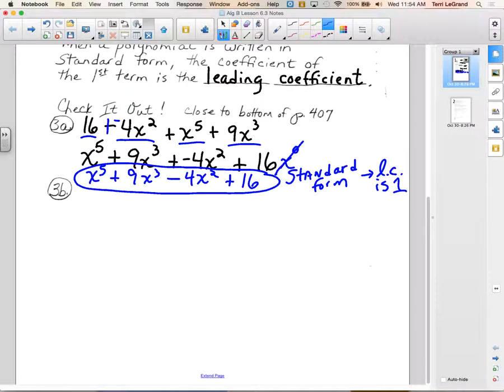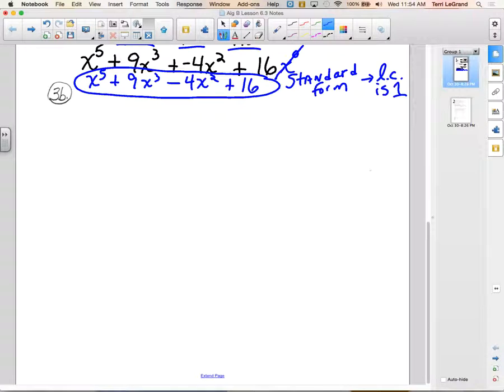You go ahead and try 3B then now on your own. Try 3B on your own. Write it down as it starts with first on your paper. How does it start in the book? And if while you're writing it down you want to change it to add the opposite right away, you can. And then also clean it up, and then state the leading coefficient.